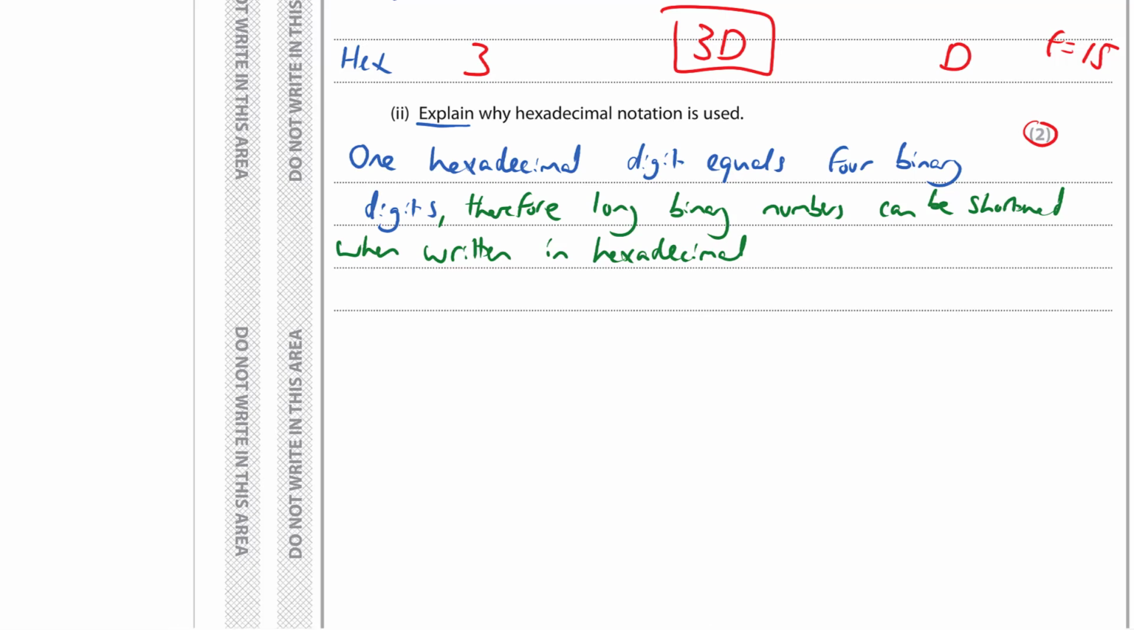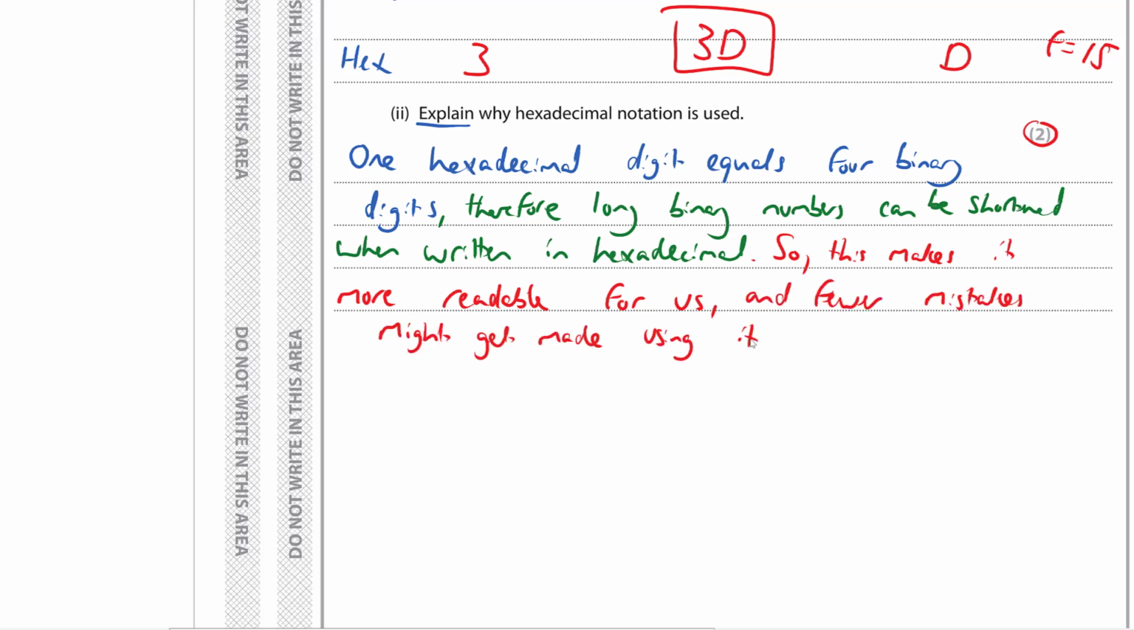And we can maybe be even more clear about this if you had time in the exam. So this makes it more readable. And I might just say for us here, because a common mistake is people assume hexadecimal is used in a computer as some kind of compression mechanism, but it's not. It's only used for humans. Everything's in binary in the computer. And maybe we could say, and fewer mistakes might get made using it. The point being, if you've got a very long binary number, it kind of blurs together and doesn't stick in your mind, whereas short hexadecimal is a bit better.